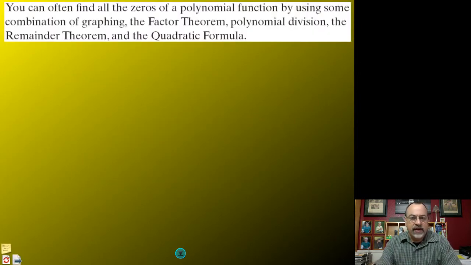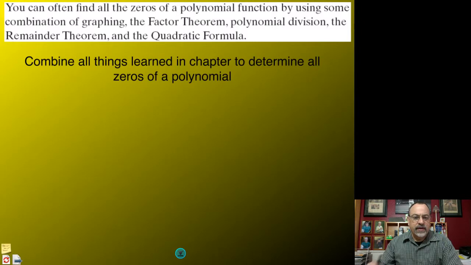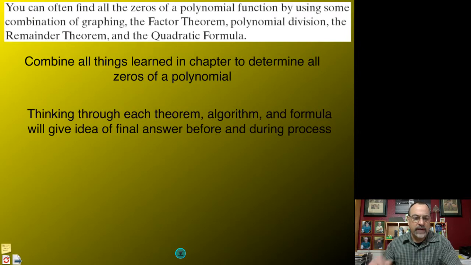Now, we can find all of the zeros of the polynomial using a combination of graphing, the factor theorem, polynomial division, remainder theorem, and quadratic formula. So basically we can combine all the things that we've learned in this chapter to, first of all, give us a roadmap as to where we should end up, what kind of numbers we're looking for, and then we can use synthetic division and graphing to help us along the way.